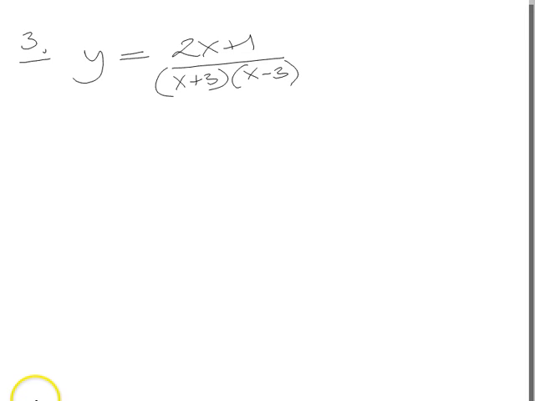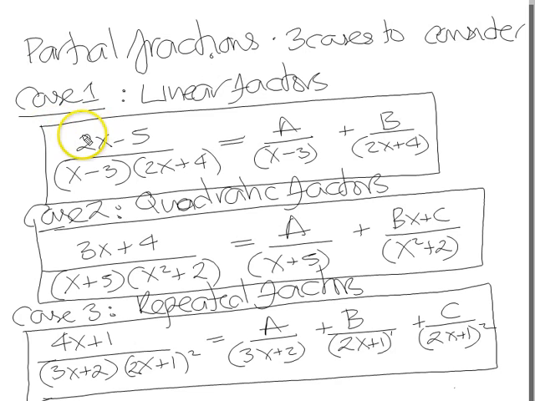Okie dokie, let's have a go at 3 then. We've got y equals 2x plus 1 over bracket x plus 3 times bracket x minus 3. Let's have a look at our formulas. We've got 3 choices to make. Which one shall it be?